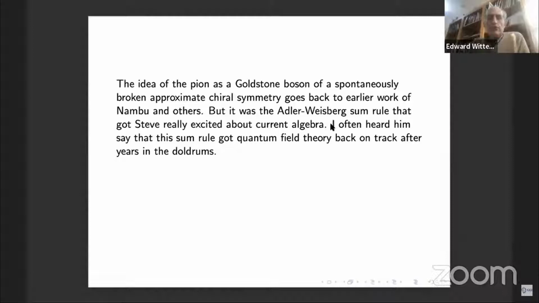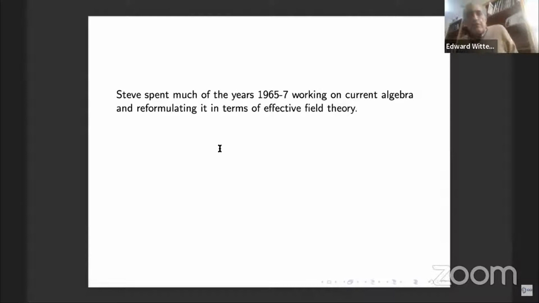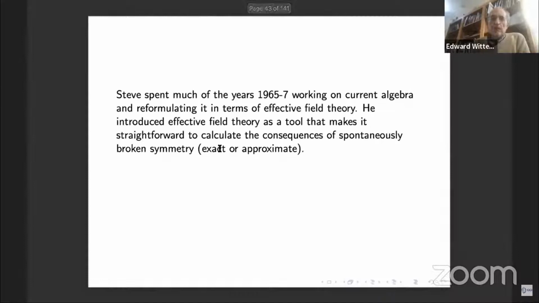So the original formulation was different, but Steve reinterpreted the Adler-Weisberger sum rule as a current algebra formula for low energy pi nucleon scattering combined with a more general dispersion relation that was already previously known. And as you've already heard from the last talk by Howard, he spent much of the years starting in 65 working on current algebra and reformulating it in terms of effective field theory. He introduced effective field theory as a tool that makes it straightforward to calculate the consequences of spontaneously broken exact or approximate global symmetry.